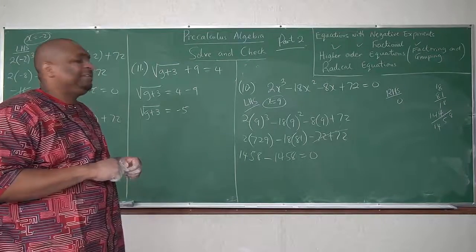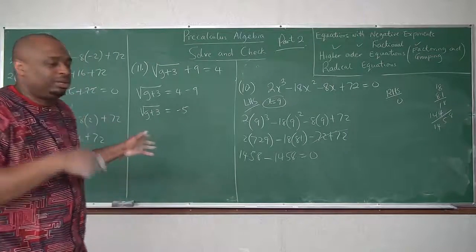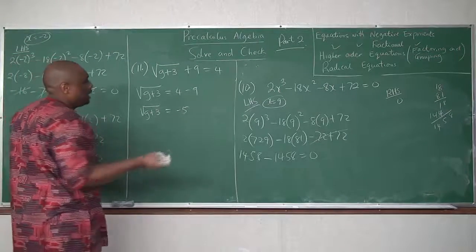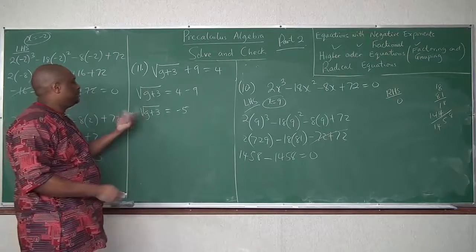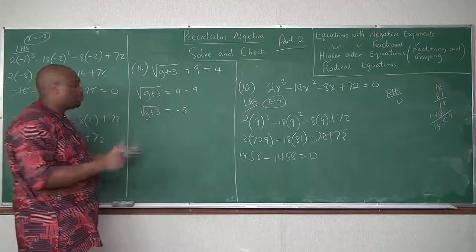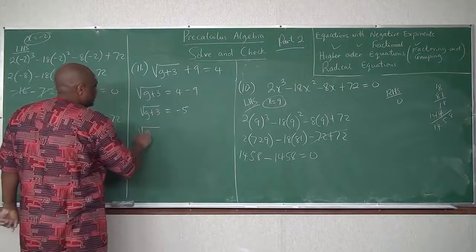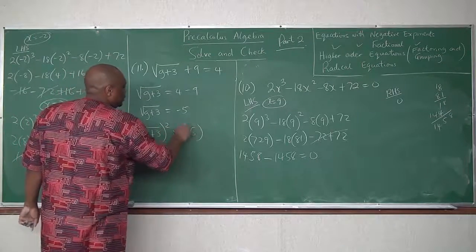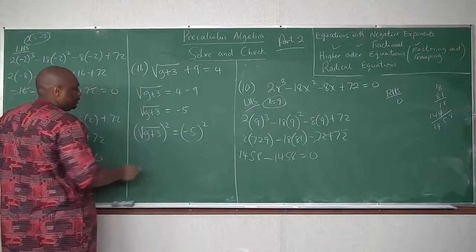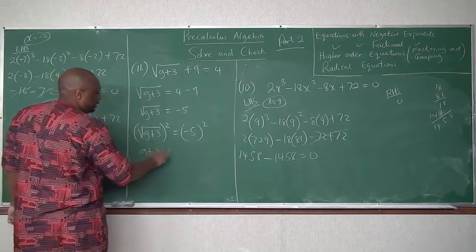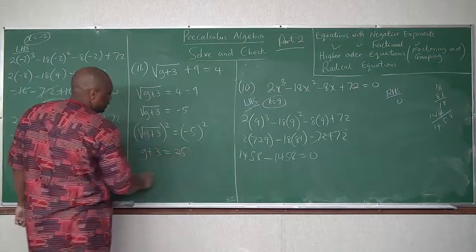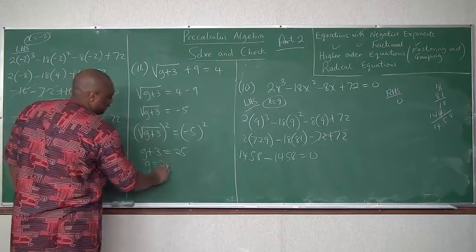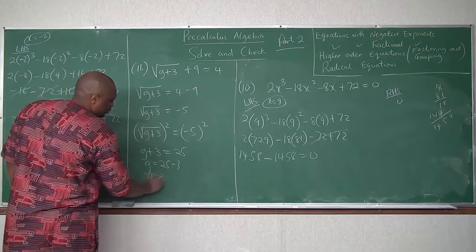If it's only positive square root, I'll show you something. If you square both sides, you have that g plus 3 all squared is equal to negative 5 all squared. So you now have that g plus 3 is equal to 25. And g will be 25 minus 3. G will be 22.